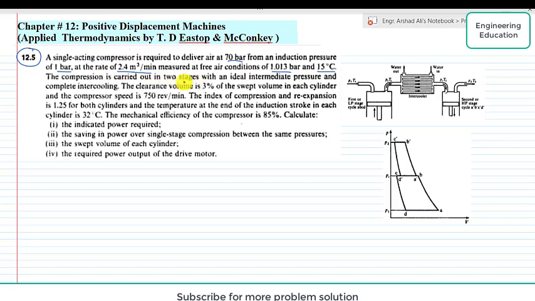The compression is carried out in two stages with an ideal intermediate pressure and complete intercooling. The clearance volume is 3% of the swept volume in each cylinder, and the compressor speed is 750 revolution per minute. The index of compression and re-expansion is 1.25 for both cylinders, and temperature at the end of the induction stroke in each cylinder is 32 degrees centigrade. The mechanical efficiency of the compressor is 85%. Calculate the indicated power required, the saving in power over single stage compression between the same pressures, the swept volume of each cylinder, and the required power output of the drive motor.